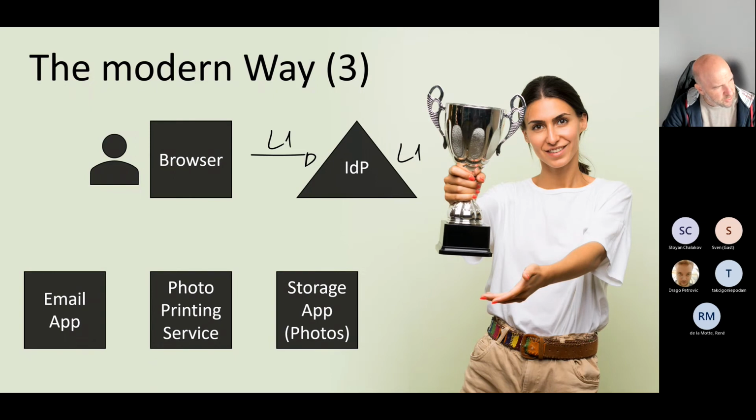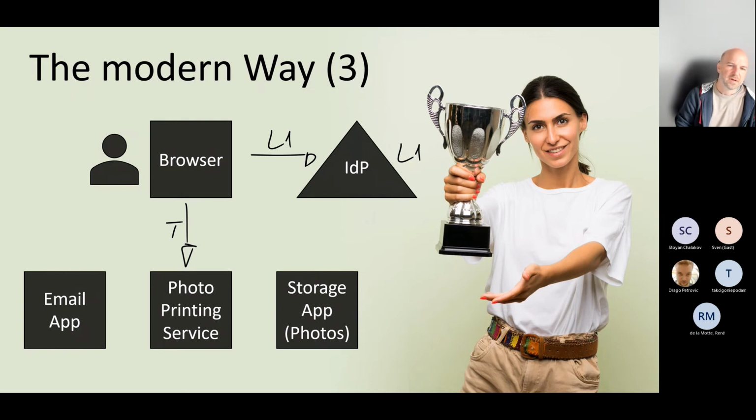we have the last scenario to cover, which is, well, what if I want to combine using services? So again, how can I now allow the photo printing service to use the storage app to get my pictures? This also works through this central IDP. In this way, I log into my IDP, I then connect to my photo printing service, right? And from there, I could say, well, I want to give the photo printing service access to my pictures, right?